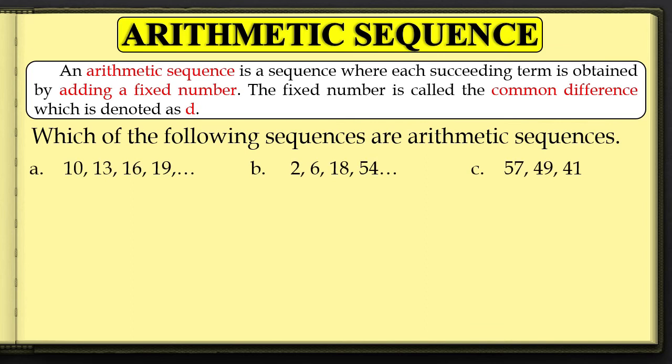Sa unang sequence, kung ibabawas natin ang 10 sa 13, ang sagot ay 3. Ganon din kapag ibinawas ang 13 sa susunod na term na 16. Katulad din ng sagot kapag ibinawas naman ang 16 sa 19. Sa ikalawang halimbawa, may magkakaibang sagot kapag ibinawas ang 2 sa susunod na term na 6, ang 6 sa susunod na term na 18, at ang 18 sa susunod na term na 54. Sa huling halimbawa, maaaring magkaroon ng sagot na negative. Kailangan mo lang alamin kung may pagkakapareho ang mga makukuha mong sagot.